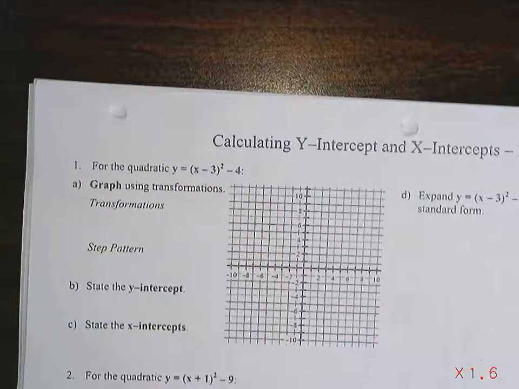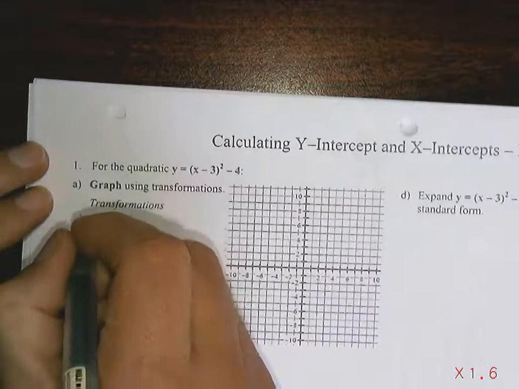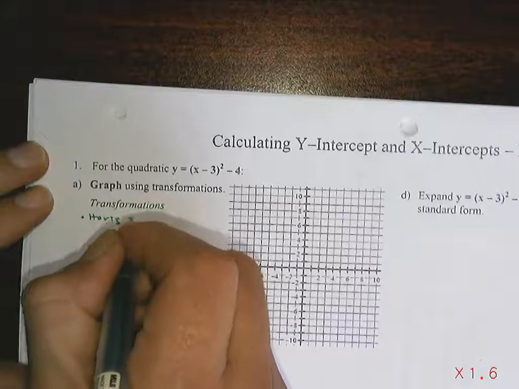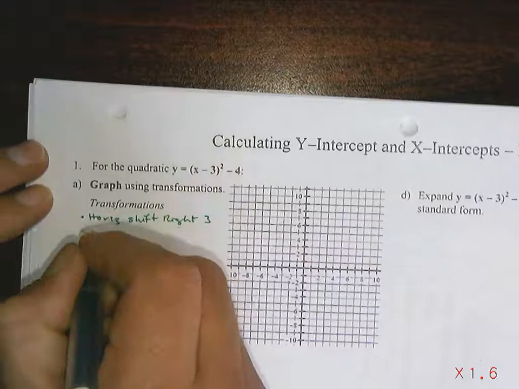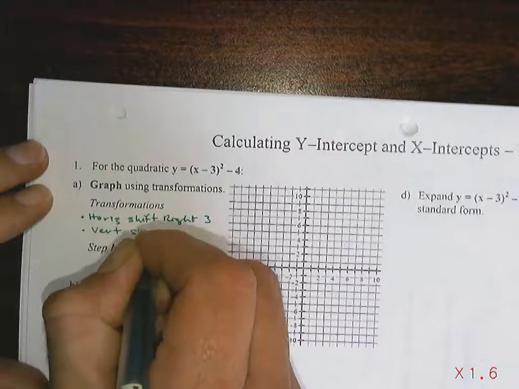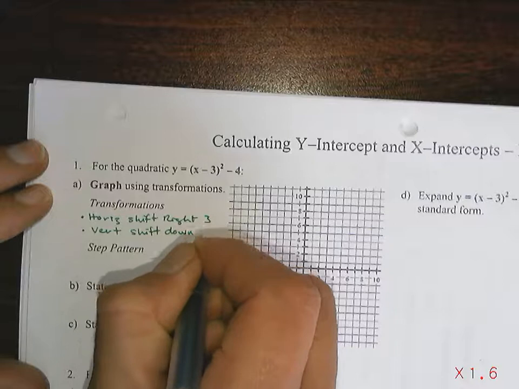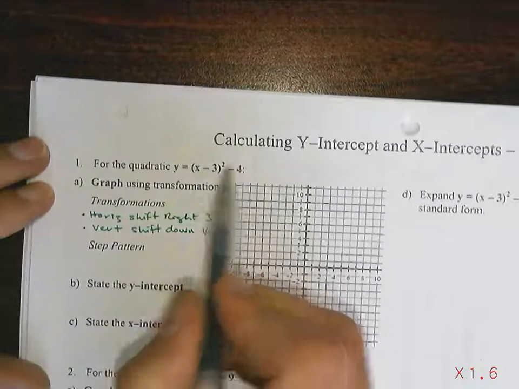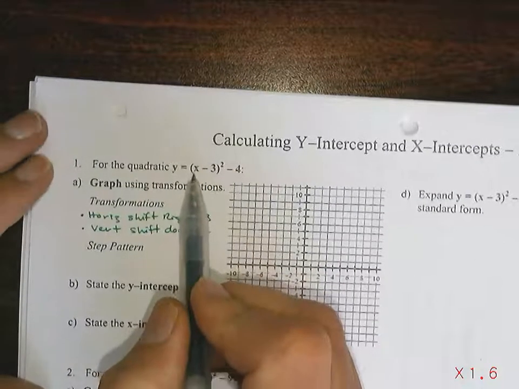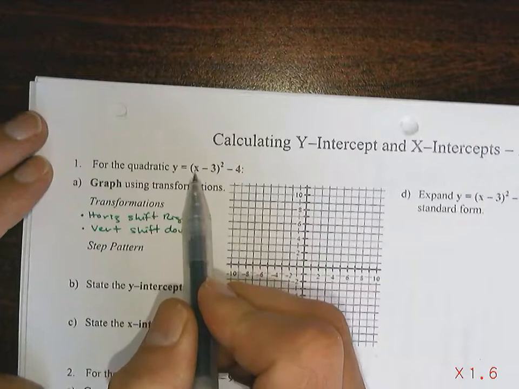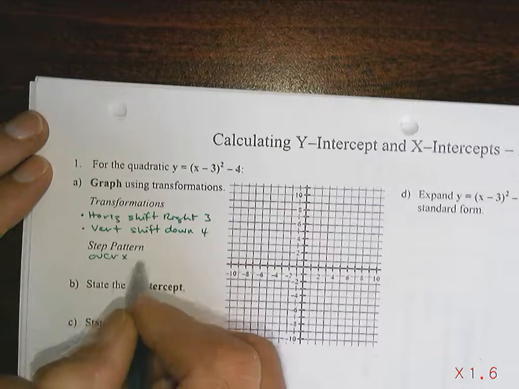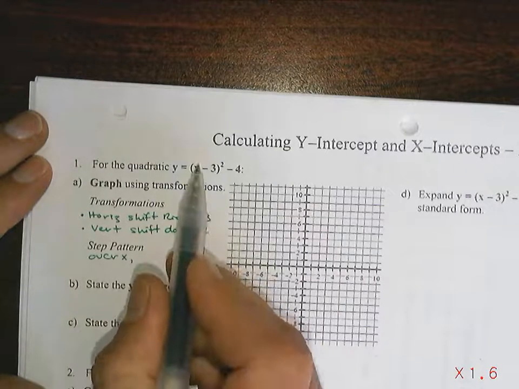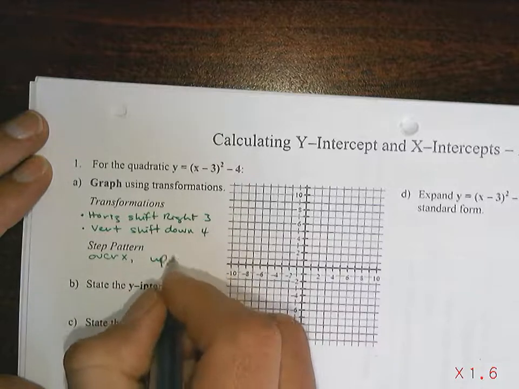So they start off by asking you, what are the transformations? So the transformations that we see here is a horizontal shift right 3. And you have a vertical shift down 4. Step pattern, we take a look at the A value. You'll notice that the A value is 1, meaning that it's congruent to y equals x squared. There's no stretch, there's no compression, which means it's over x. Is it up or down? Well, it's a positive in front of there, so it's going to be up x squared.